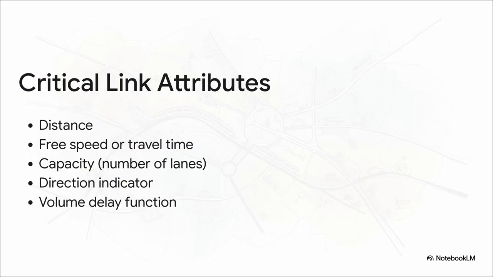This is where the magic really happens, where the model starts to feel like the real world. Each link isn't just a line, it's packed with data. We tell the model its distance, its free flow speed, its capacity, but the most important piece of information, the real secret sauce, is the volume delay function. This is a little mathematical formula that tells the model exactly how travel time gets worse as more and more cars try to cram onto that link. It's literally the engine that simulates traffic congestion.